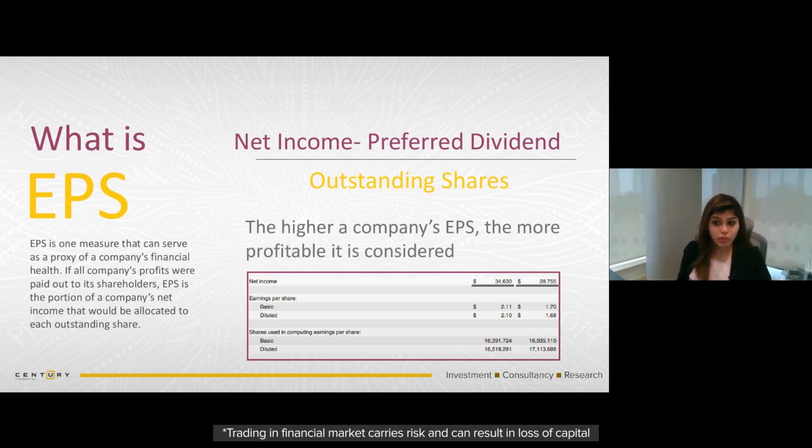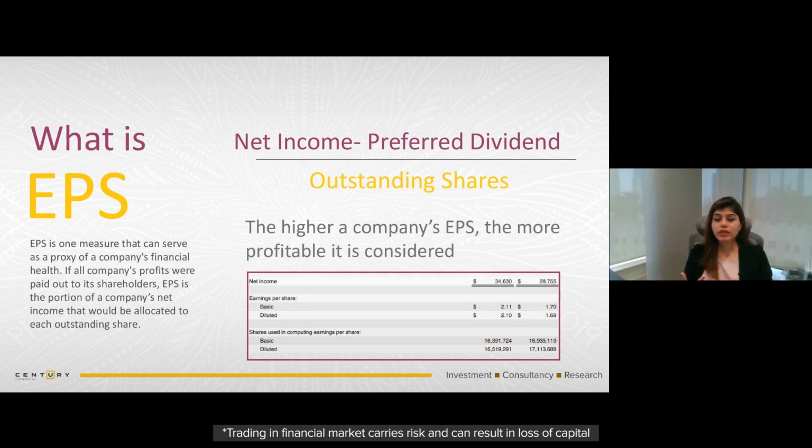Coming to the most important and most watched factor during earnings season, when a company is reporting its earnings, is the earnings per share. Now, what is earnings per share? It is basically your net income minus the preference dividend, because preference shareholders have a preference over the dividend of the company. So you remove the preference dividend from net income, and you divide it by the total number of outstanding shares.